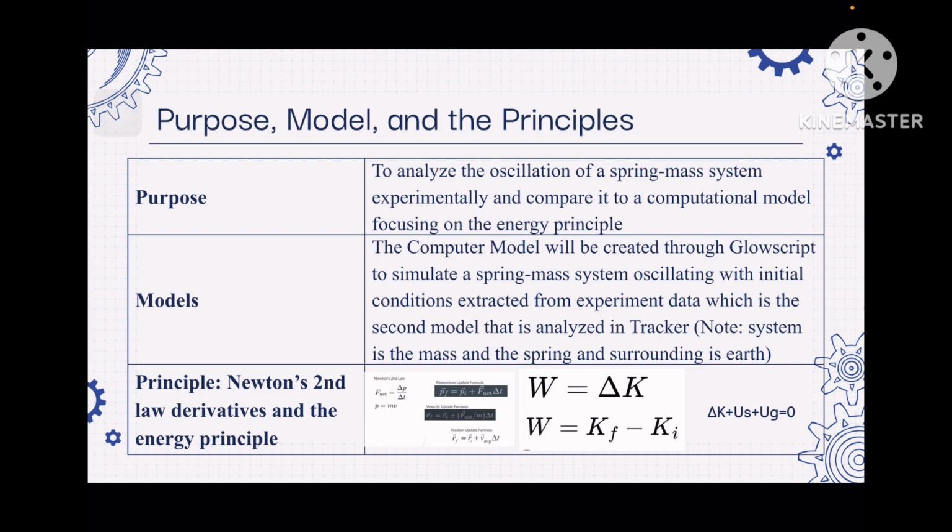Some important principles and equations that are crucial to this lab are shown below. The energy principle states that the total change in energy of a system is equal to the work done on the system plus any transfer of thermal energy. This lab focuses on gravitational potential energy, spring potential energy, and kinetic energy, which all add to give the work, which is zero. Newton's second law is also used to give the velocity and position update formulas needed for the code.